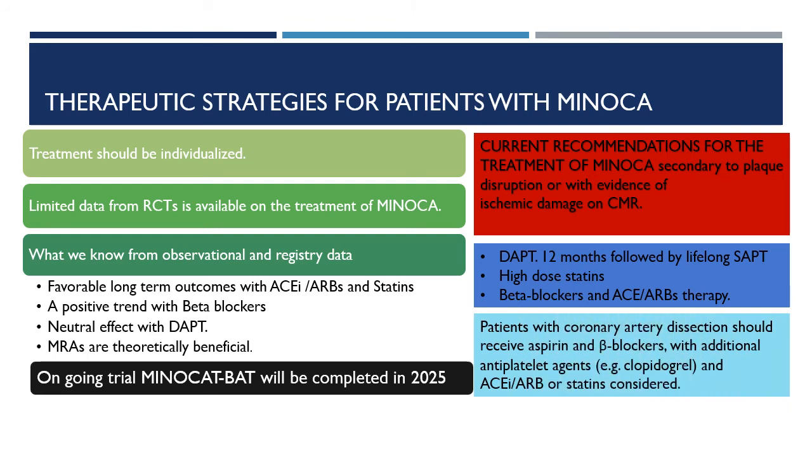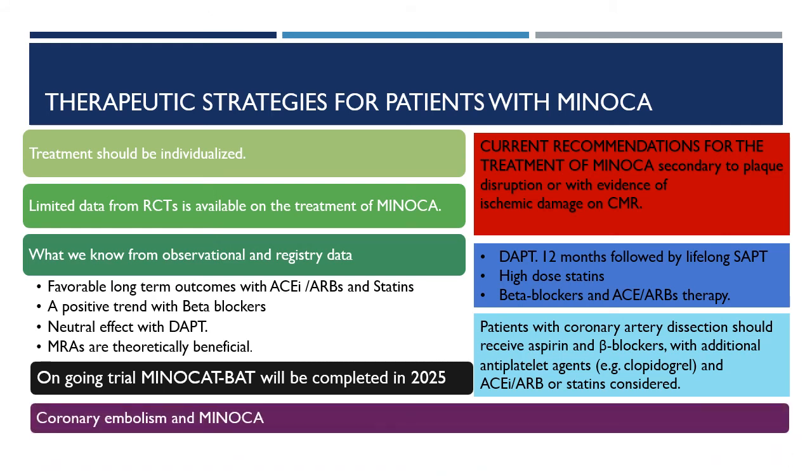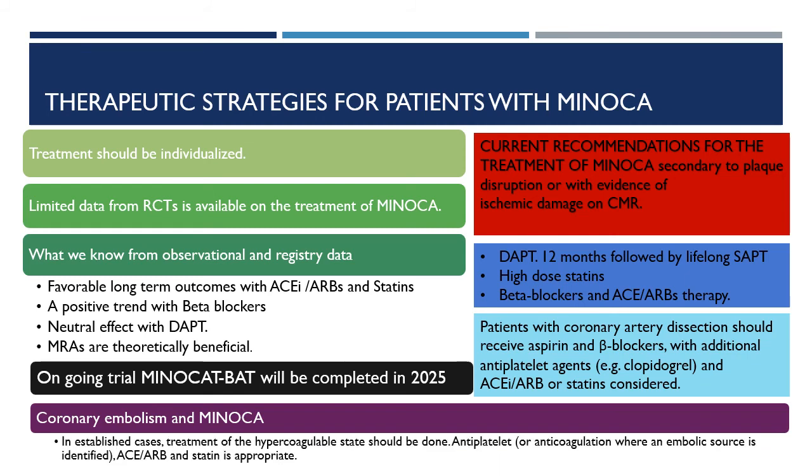Other patients with coronary artery dissection should receive aspirin and beta blockers with additional antiplatelet agents, and ACE inhibitors and ARBs or statins can all be added to these patients. If coronary embolism is the cause of MINOCA, in established cases, treatment of the hypercoagulable state should be done, with antiplatelet or anticoagulation when an embolic source is identified. Patients can also be given ACE inhibitors, ARBs, and statins if needed.